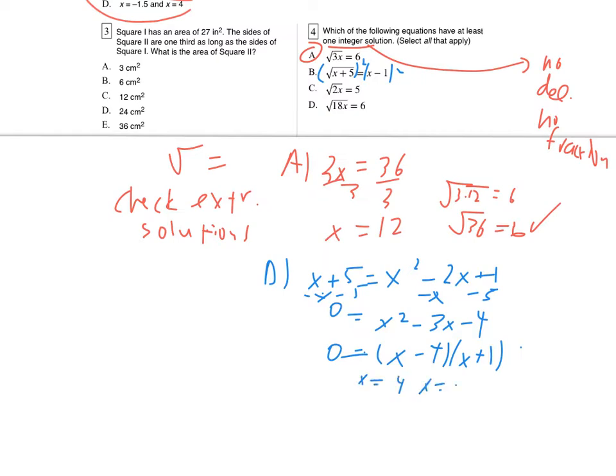And x equals negative 1. So now I need to check those for extraneous. So rad 4 plus 5 equals 4 minus 1. So rad 9 equals 3. So that one does check out.